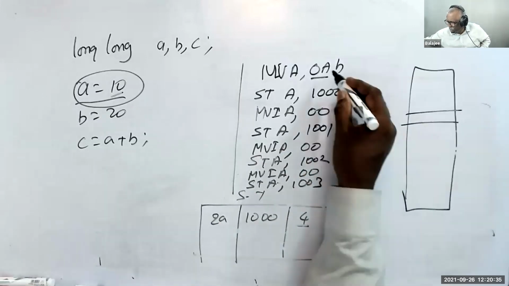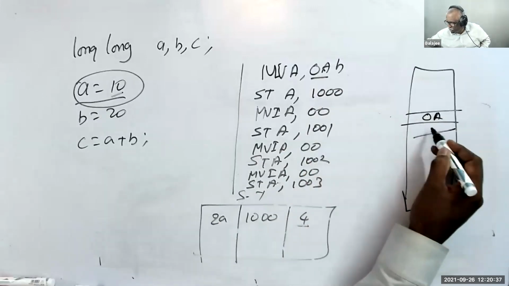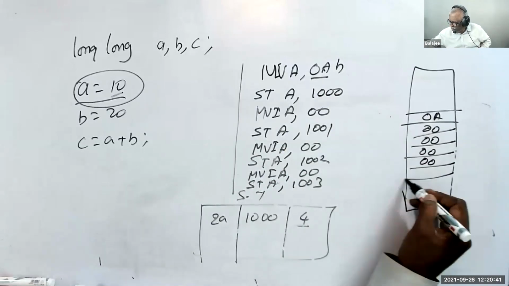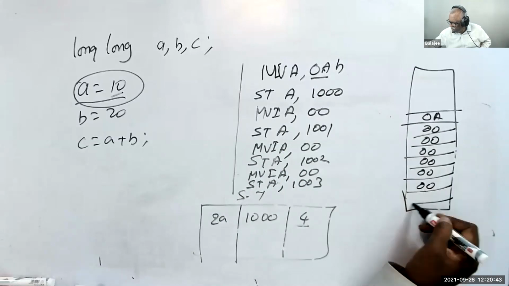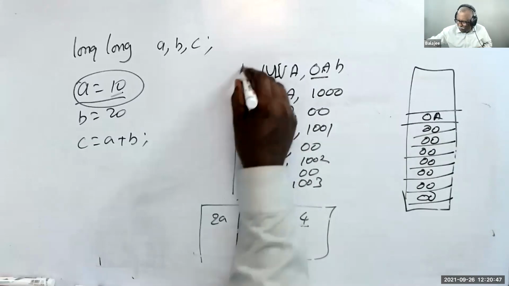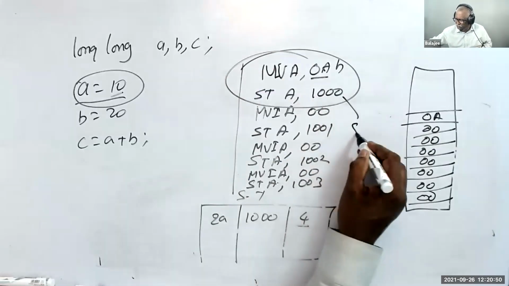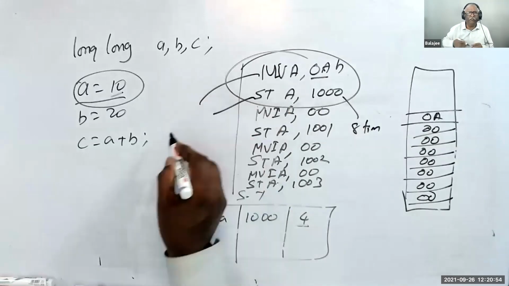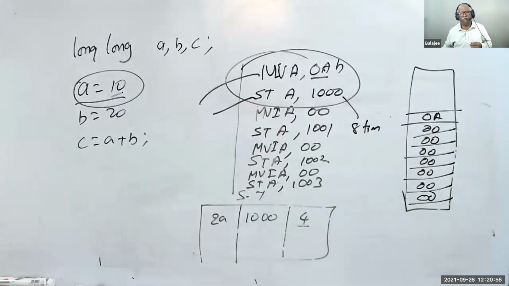First I will store 0A. Then I will store 00, 00, 00, 00. See that? You'll store all the 8 bytes. So this will be copied 8 times. I have to read all the instructions, do the operation, and store it back.